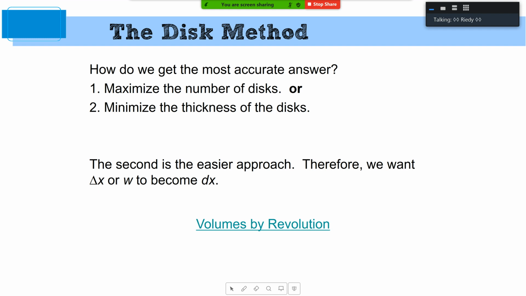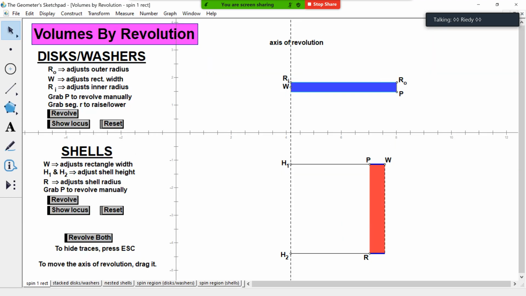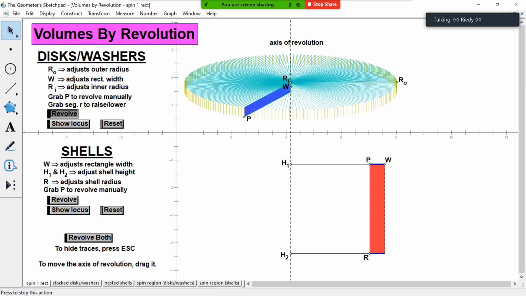Okay, so let's take a look. Hopefully this works. Yes, okay, good. This is turned sideways, but you get the idea. That blue little guy is my representative rectangle, which just has to be turned on its side. And if I revolve that thing, you see how it creates that disk. And what are we going to change? We're going to change the thickness of that disk, and we're going to change the line that it's revolving around.